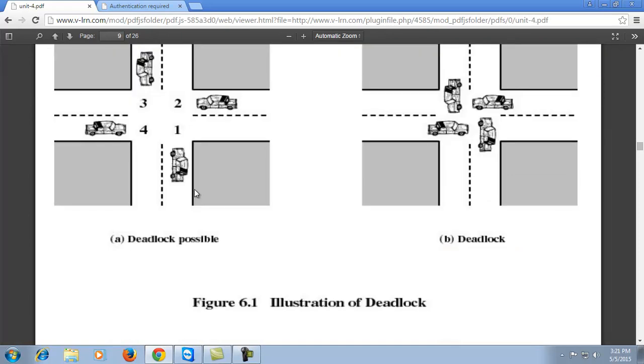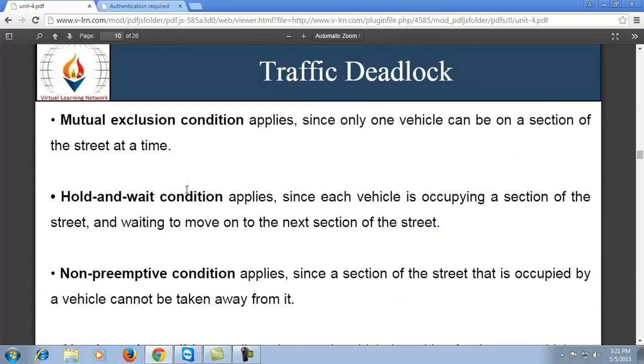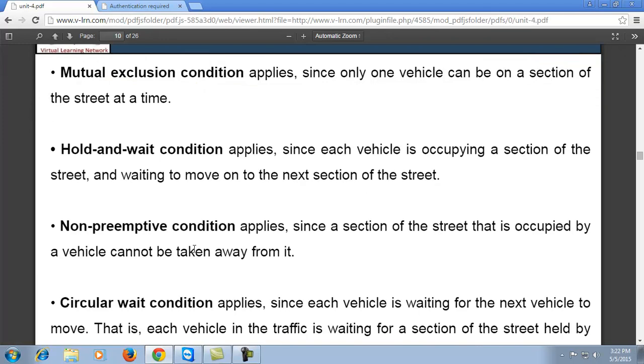These are the illustrations of deadlock. Now come to traffic deadlock. The mutual exclusion condition applies since only one vehicle can be on a section of the street at a time. The hold and wait condition applies since each vehicle is occupying a section of the street and waiting to move on to the next section. The no preemption condition applies since a section of the street that is occupied by a vehicle cannot be taken away from it.